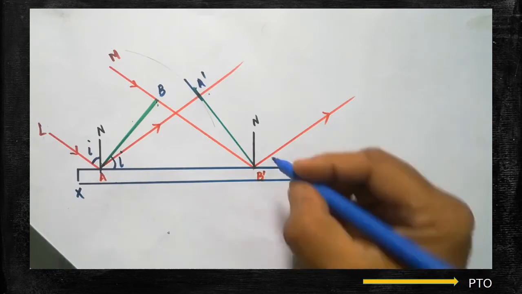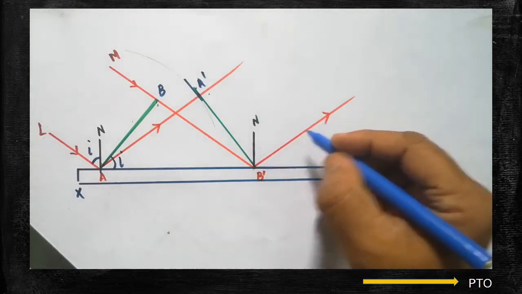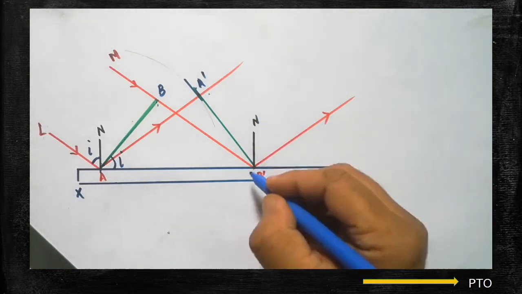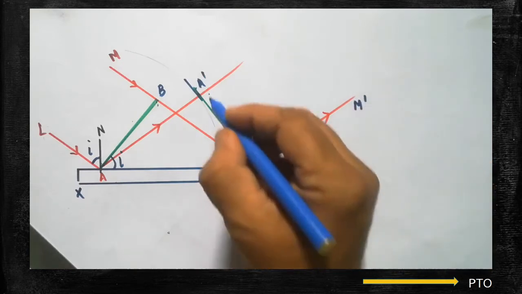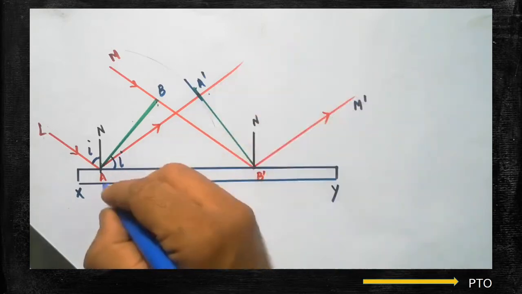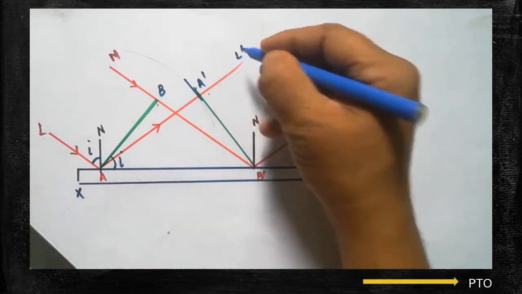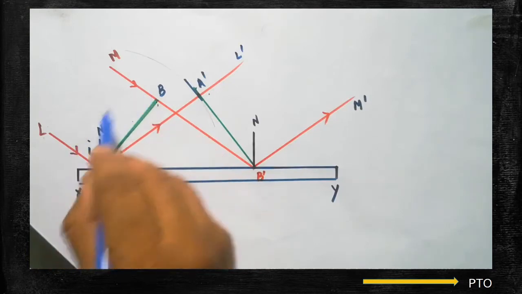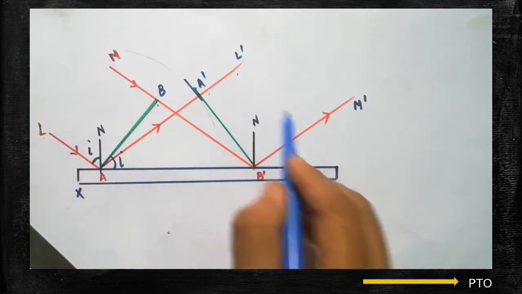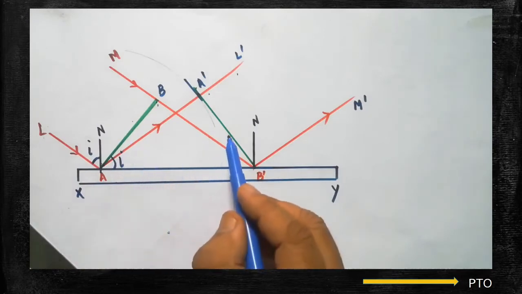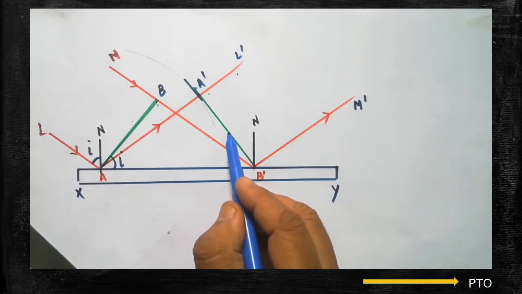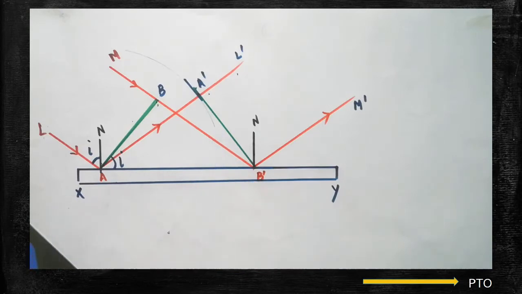Now I am going to measure the angle between the normal and the reflected ray. Are you clear? This ray must be named B dash M dash. This ray must be named A L dash. So these two are incident rays. These two are reflected rays. This is the wavefront drawn for the incident rays, therefore this one must be called the incident wavefront. This is the wavefront drawn for the reflected rays, therefore it should be called the reflected wavefront. Are you clear?